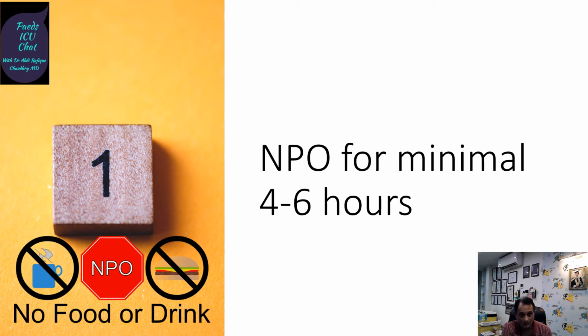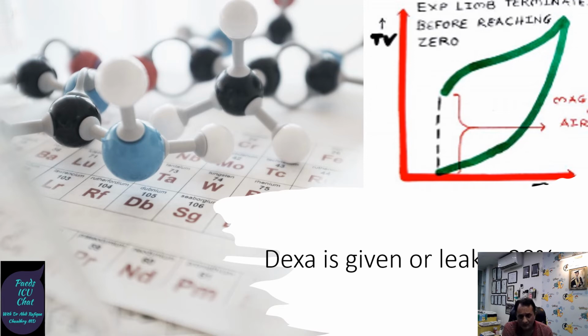So keep in mind. Also, they should be NPO for a minimum of 4 to 6 hours to decrease the risk of aspiration. And if you are extubating someone emergently, then try to aspirate the nasogastric tube. And also for upper airway edema, dexamethasone has been given like 4 to 6 hours before, and if the leak is more than 20%, then normally we don't give the dexamethasone.